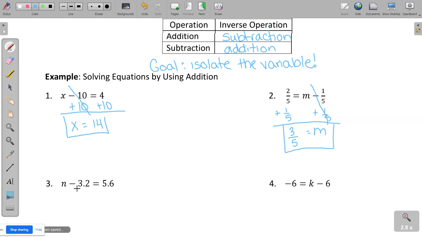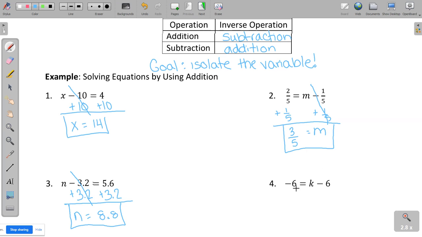Number 3, we have n minus 3.2 equals 5.6. Or in other words, n minus 3 2/10 equals 5 6/10. So we have to get n by itself, and we have minus 3.2. We have to do the opposite. We're going to add it to both sides. It cancels it out, leaves us just with n equal to 5.6 plus 3.2, which gives us 8.8. 8 8/10 is what n equals.